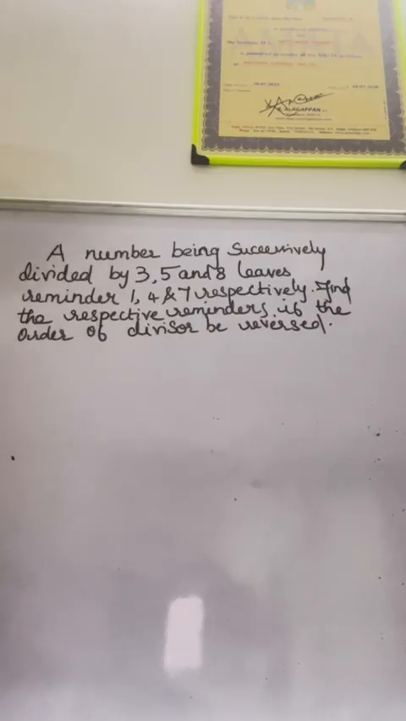Back to solve another aptitude question. A number being successively divided by 3, 5, 8 leaves the remainder 1, 4 and 7 respectively. Find the respective remainders if the order of divisor be reversed.